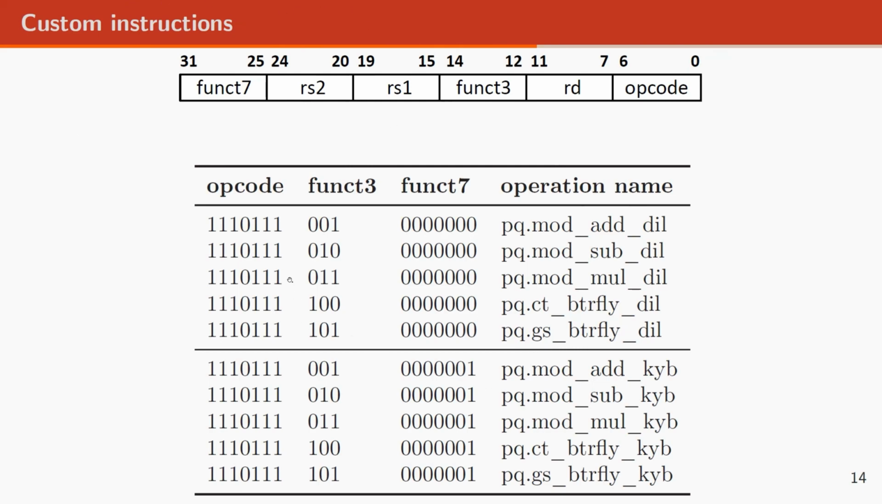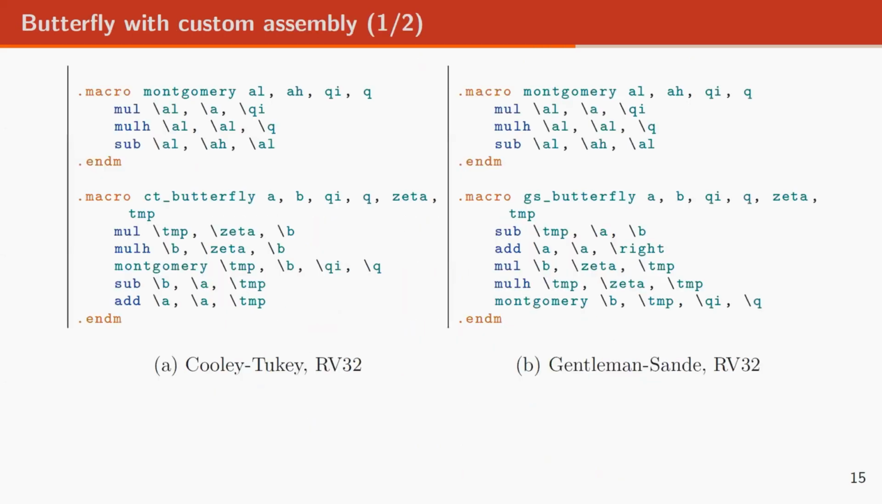The instructions are only distinguished. They have the same opcode. They are distinguished by this bit in the funct7, which also works as a control bit in order to choose which reduction module, which modulus, and which scheme we are going to use.